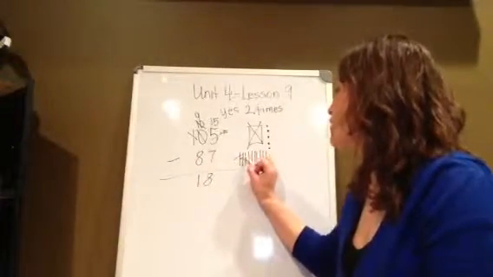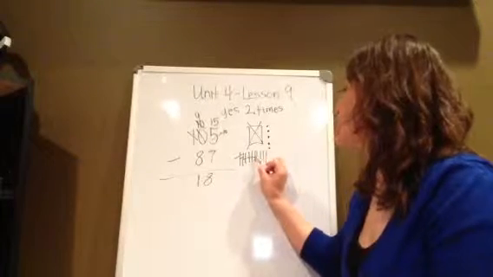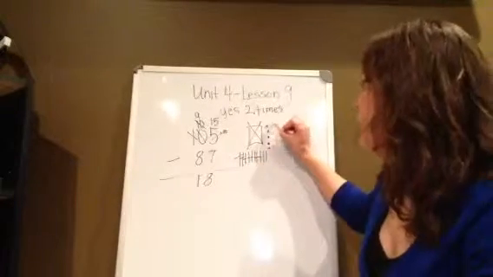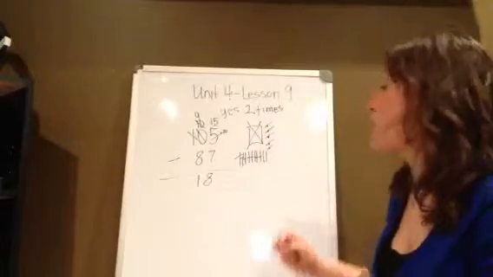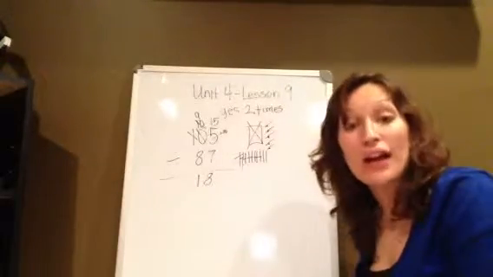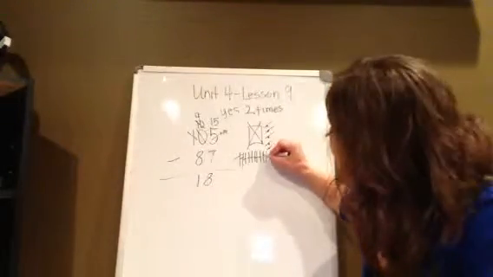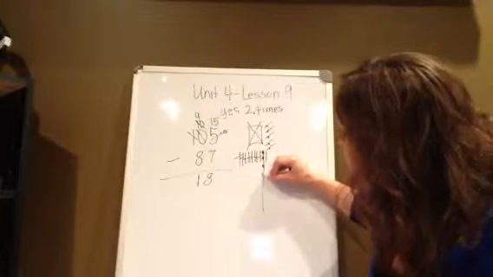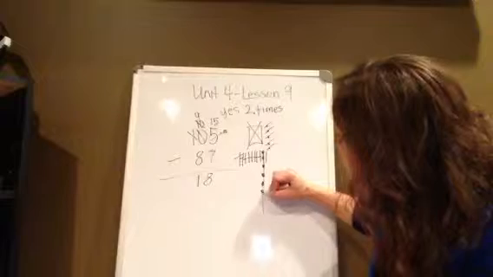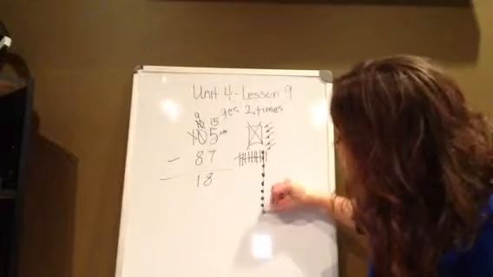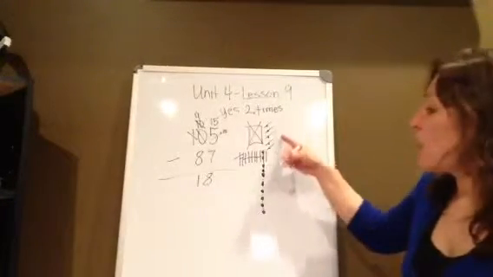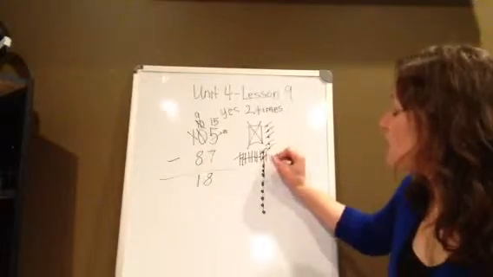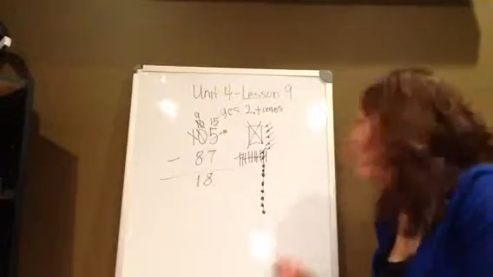10, 20, 30, 40, 50, 60, 70, 80, 81, 82, 83, 84, 85. Uh-oh. I need 87 and I only found 85. So I'm going to take a 10 and break it into ones. 1, 2, 3, 4, 5, 6, 7, 8, 9, 10. 85, 86, 87. How many whole tens are left?